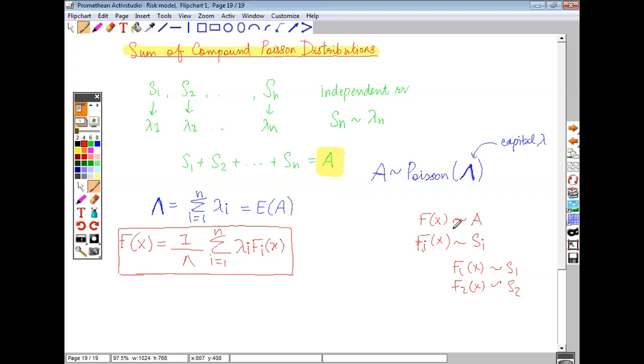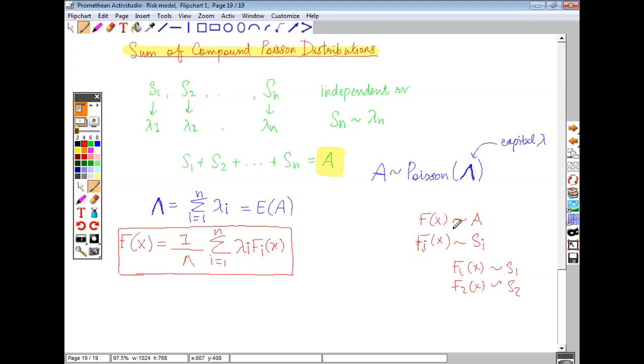And what is my capital lambda? I'm sorry, were you asking me? Yeah. What is my capital lambda? Capital lambda is just the summation of all lambdas, right? All lambda i's, right?